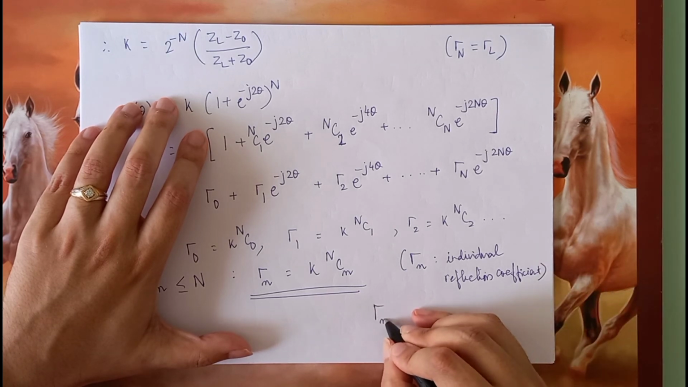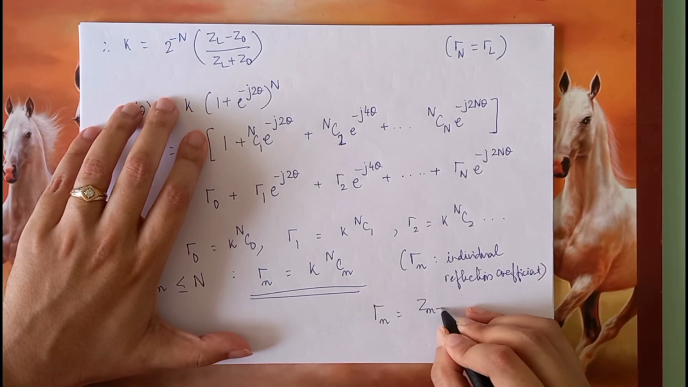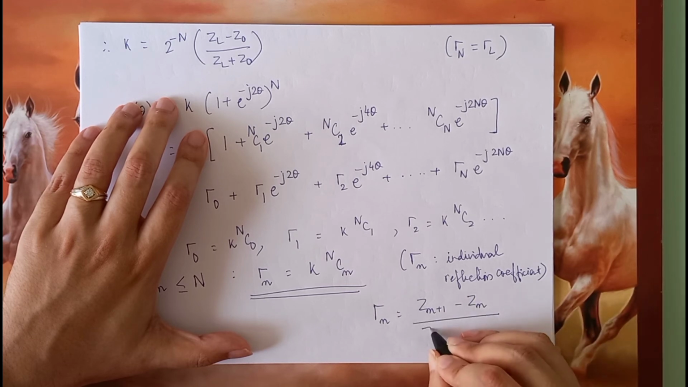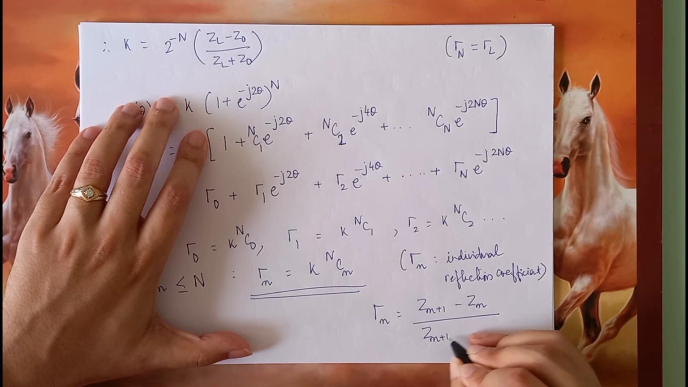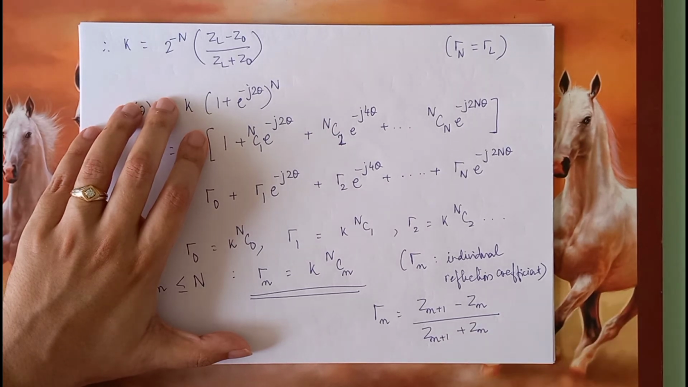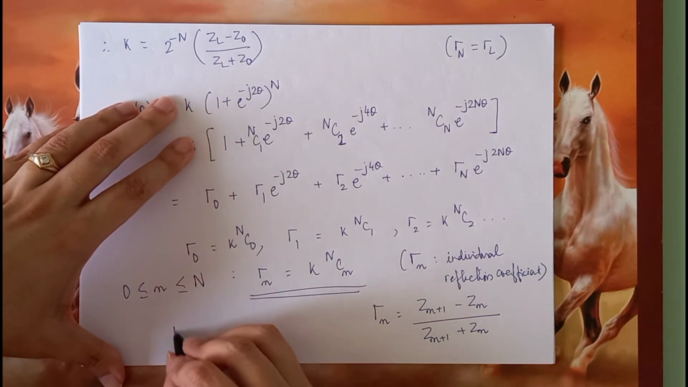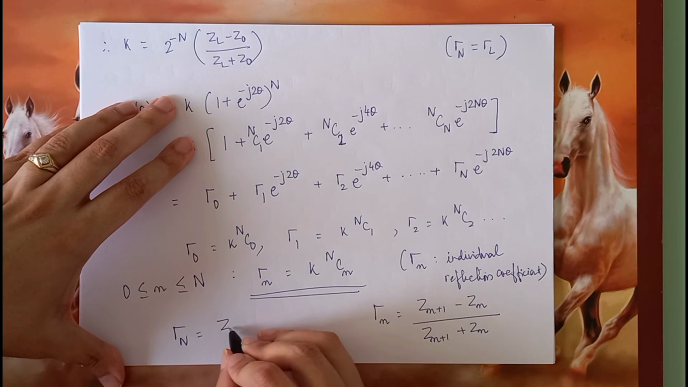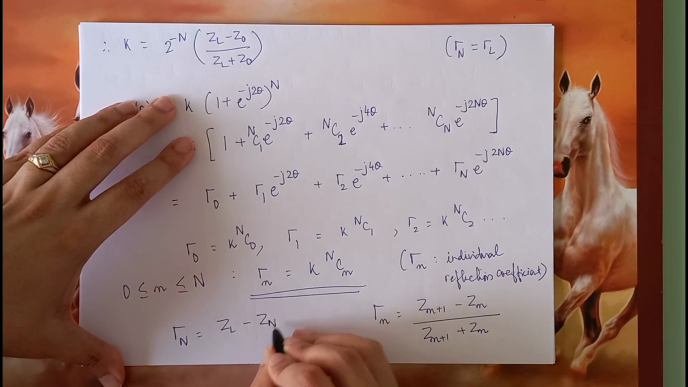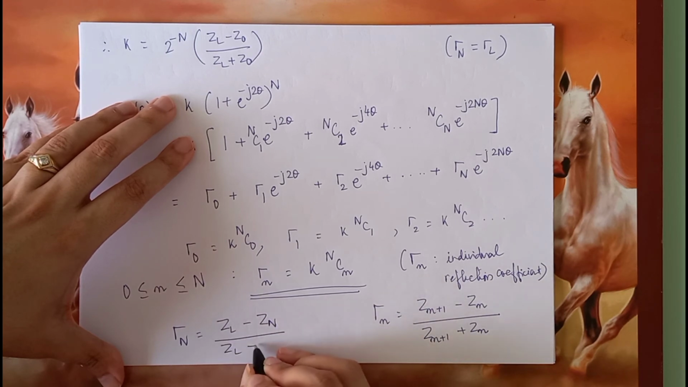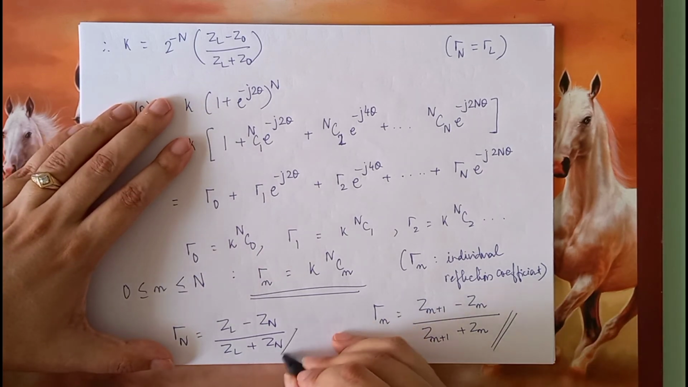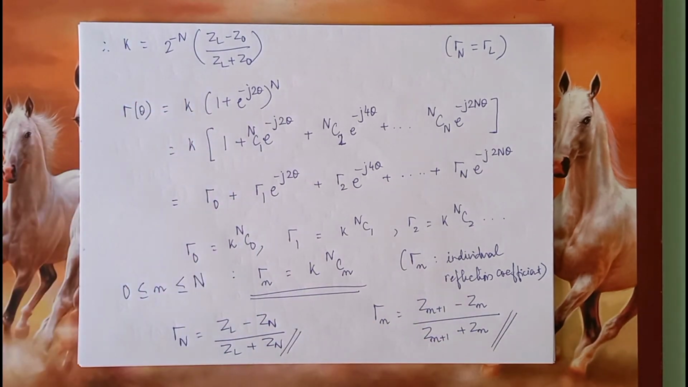So that is nothing but Z(n+1) minus Z(n) divided by Z(n+1) plus Z(n). Now since gamma N is the same as gamma L, we will say gamma of capital N is nothing but ZL minus Z N divided by ZL plus Z capital N. So these are important.